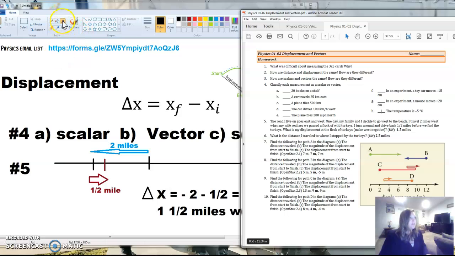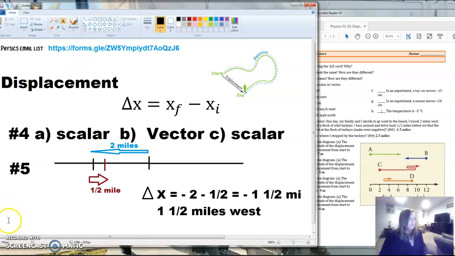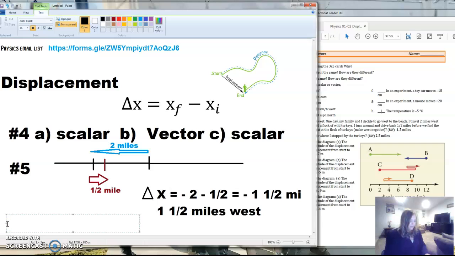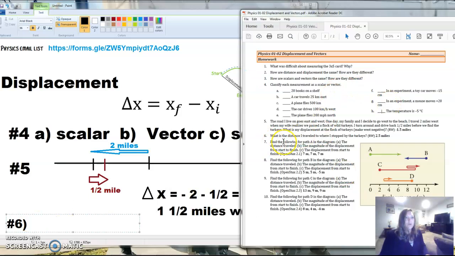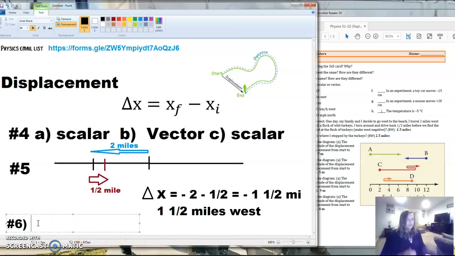Okay, and so number 6 asks us, I'm going to do it right here in this little corner where I have a little bit of writing space. It says, what is the distance I traveled to where I stopped the turkeys? And so this is a total distance. Remember, total distance is the sum of all the distances traveled. So it's 2 miles plus 1/2 mile equals 2 and 1/2 miles.